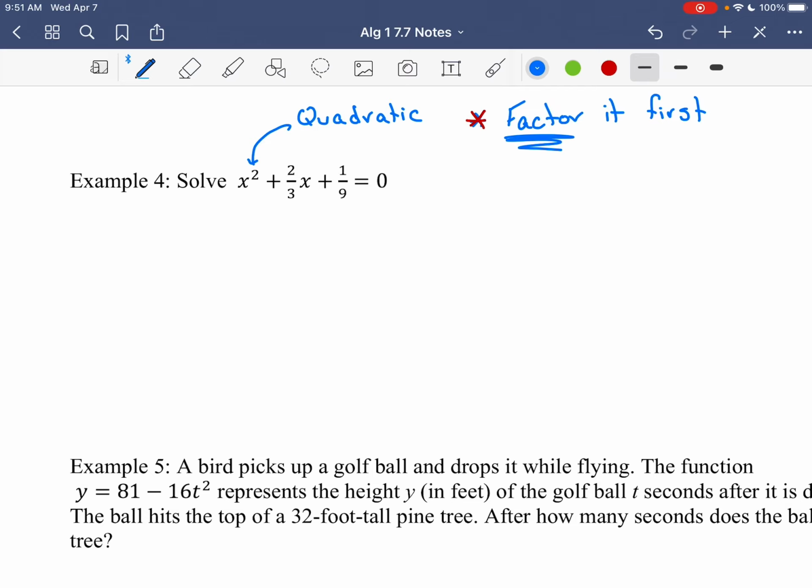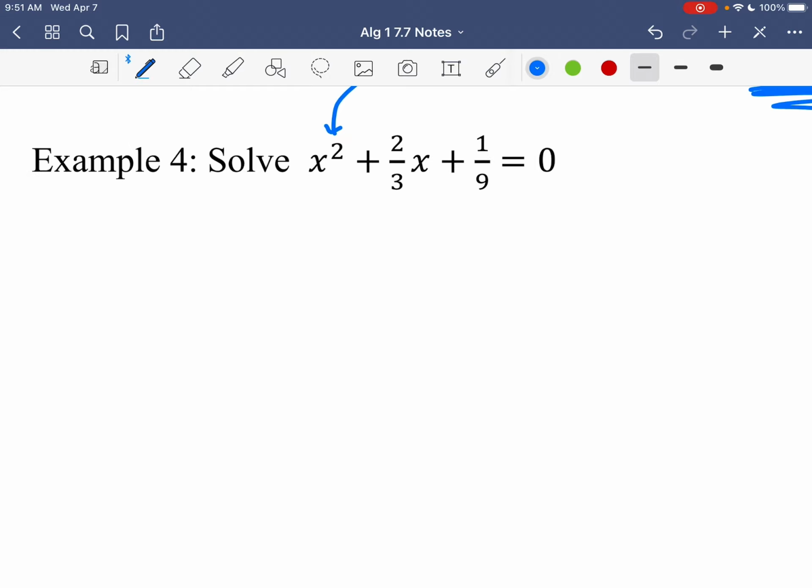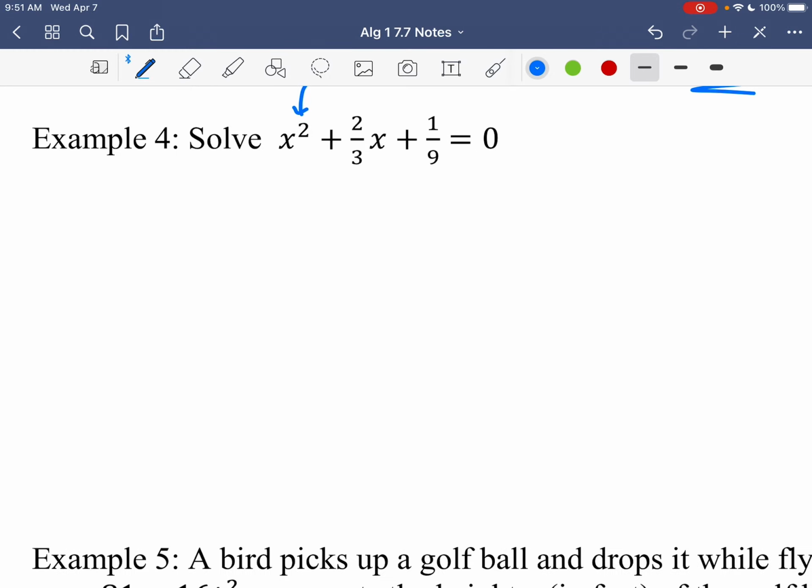Well, this one looks a little weird because of the fractions. You might say, oh man, I don't like those fractions. I'm going to need a common denominator to deal with those fractions. So I'm going to look at the denominators and decide what the common denominator would be. Between 3 and 9, the common denominator, a number that both 3 and 9 go into, is 9. So 9 would be my common denominator. Instead of getting a common denominator for everything, we're going to do something called clearing the fractions.